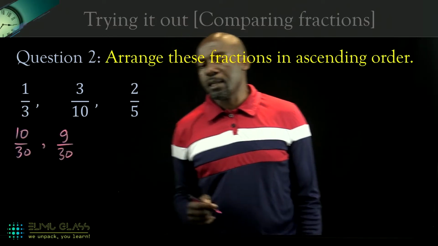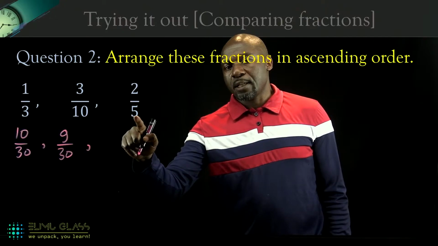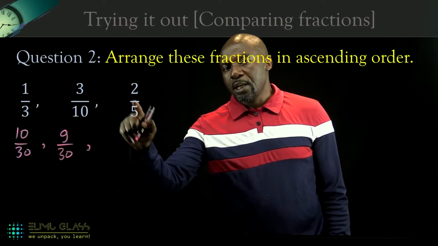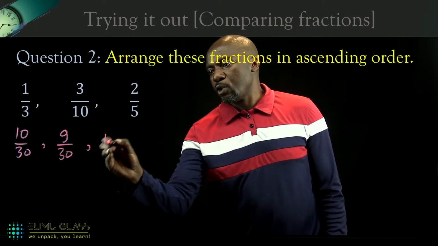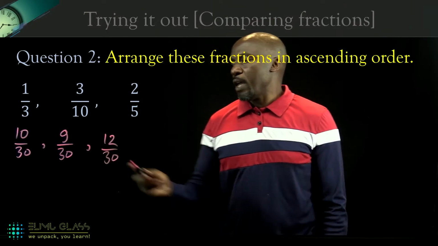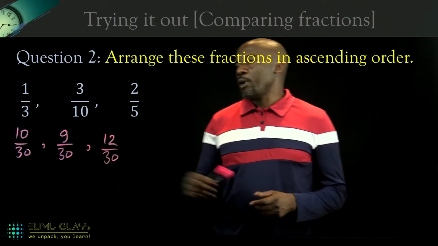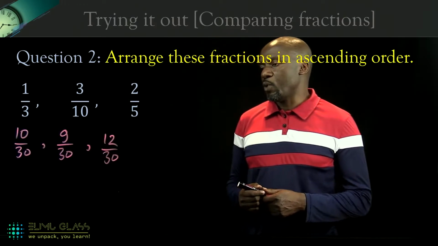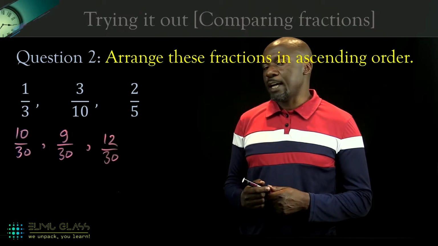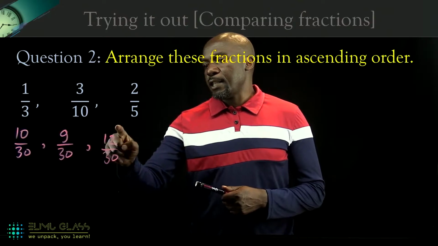So the denominators are the same. All right. The last one, where we need to make that 30, so we have to multiply by 6. So 2 times 6 is 12, and 5 times 6 is 30. And when the denominators are the same, we refer to them as like fractions. Now we can compare the numerators and see which one is the smallest and which one is the largest. So we know this is the smallest, that's the next, and this is the largest.